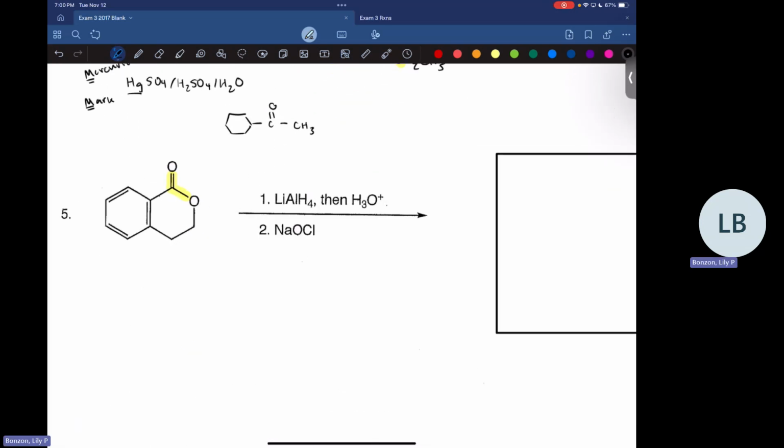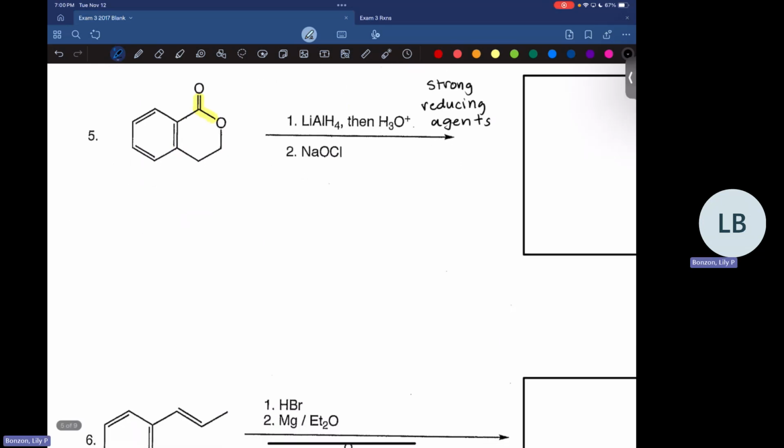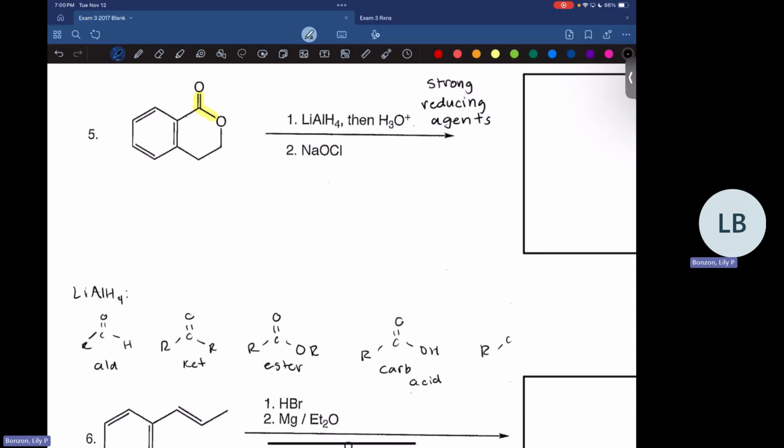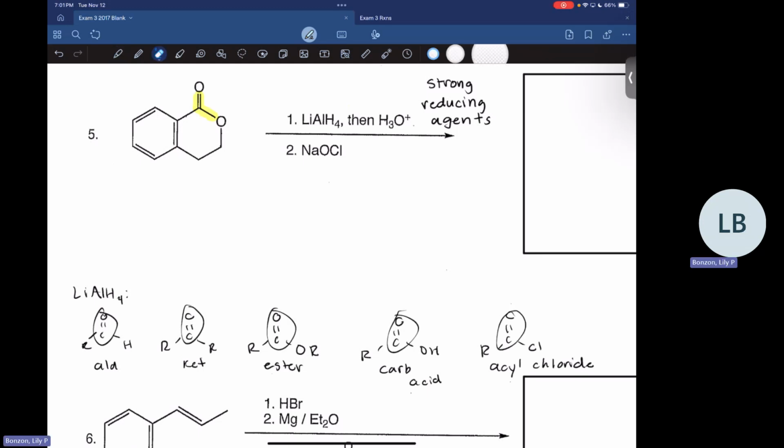All right, reaction 5. So this one we have LiAlH4, which is one of our reducing agents. And this one specifically is going to be our strong reducing agent. So this one can reduce anything. So we have our ketone, aldehyde, we have our ester, which is going to be OR, we have carboxylic acid, and then we have acyl chloride. So LiAlH4 will be able to reduce all of these, and so it takes these carbonyl carbons and it turns them into an alcohol of various forms depending on which one you have.